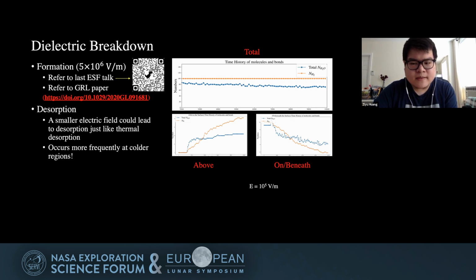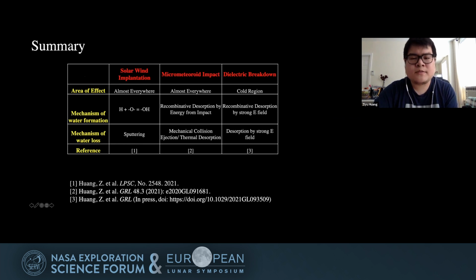And originally we thought that cold regions, especially PSRs, are very quiet and everything stays as it is. But the deep dielectric charging theory shows that there could be some loss mechanism just because the surface is too cold. And here we put a table as a summary listing each space weathering process and the mechanism of water formation and loss, and also the area effect.